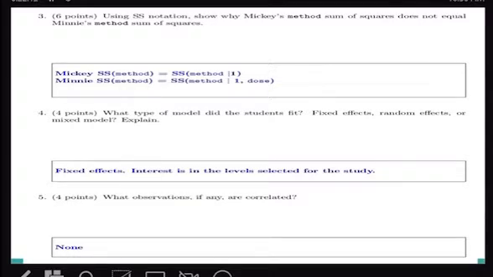Does that make sense? Now, what observations, if any, are correlated? Let me tell you this. When you are working with a fixed effect model, or whatever model, provided you are not, this is what happens. If I'm working with a fixed effect model, there's nothing like a correlation.